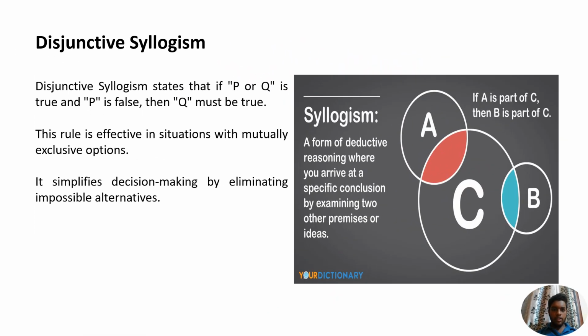Coming to the next syllogism, the disjunctive syllogism. Disjunctive syllogism states that if P or Q is true and P is false, then Q must be true. This rule is effective in situations with mutually exclusive options. It simplifies decision making by eliminating impossible alternatives.